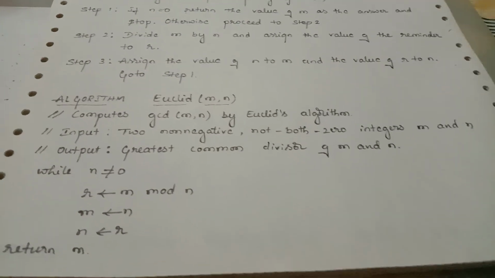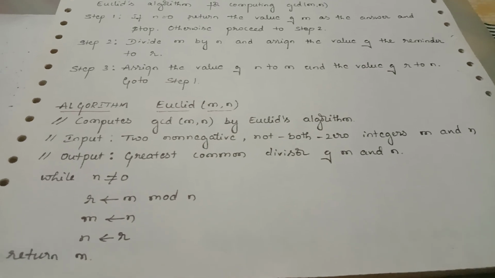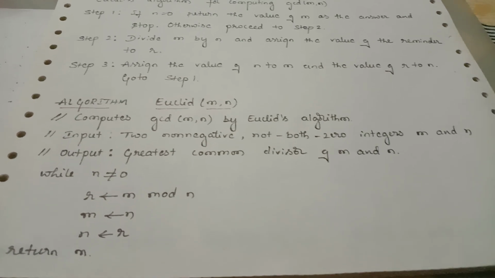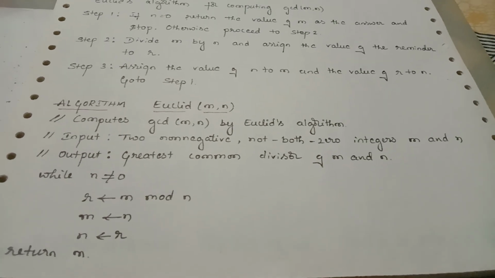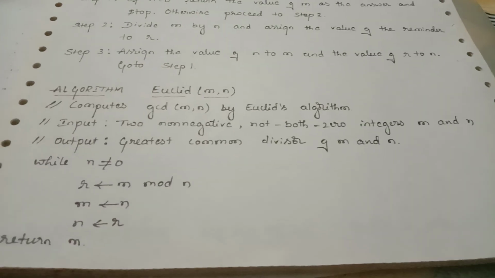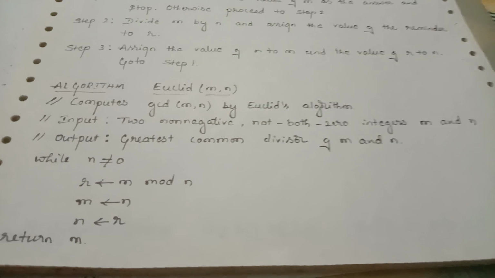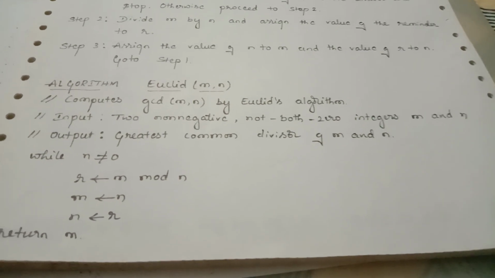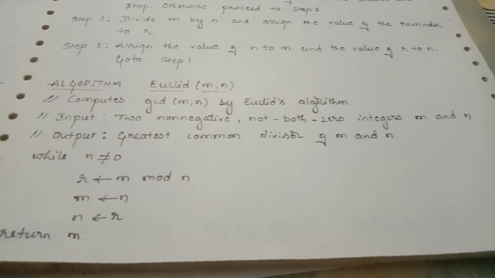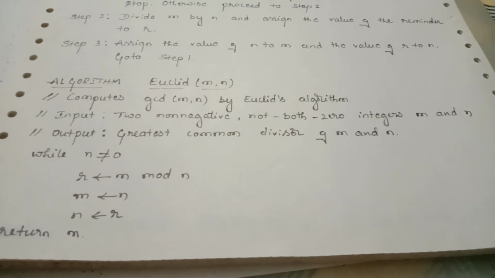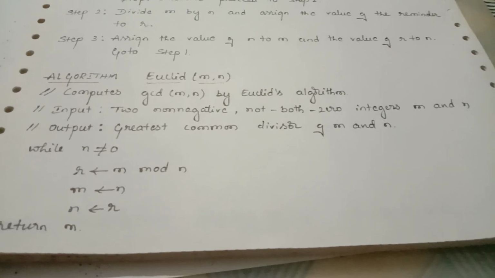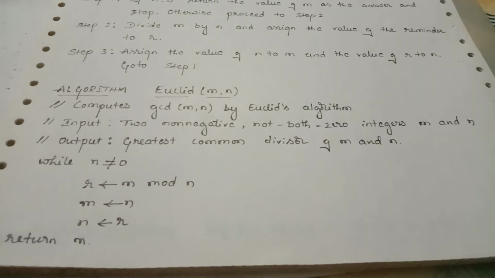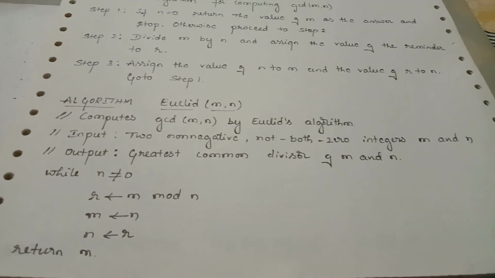So let us see the aim of this Euclid's algorithm. The aim here is to compute the GCD of m comma n by Euclid's algorithm. The input we give here is two non-negative integers m and n, not both zero. Our algorithm works only for this input. For the rest, our algorithm may or may not work properly, and that is not our problem. We work only on this input, and our algorithm works correctly for it. And the output is the greatest common divisor of m and n.